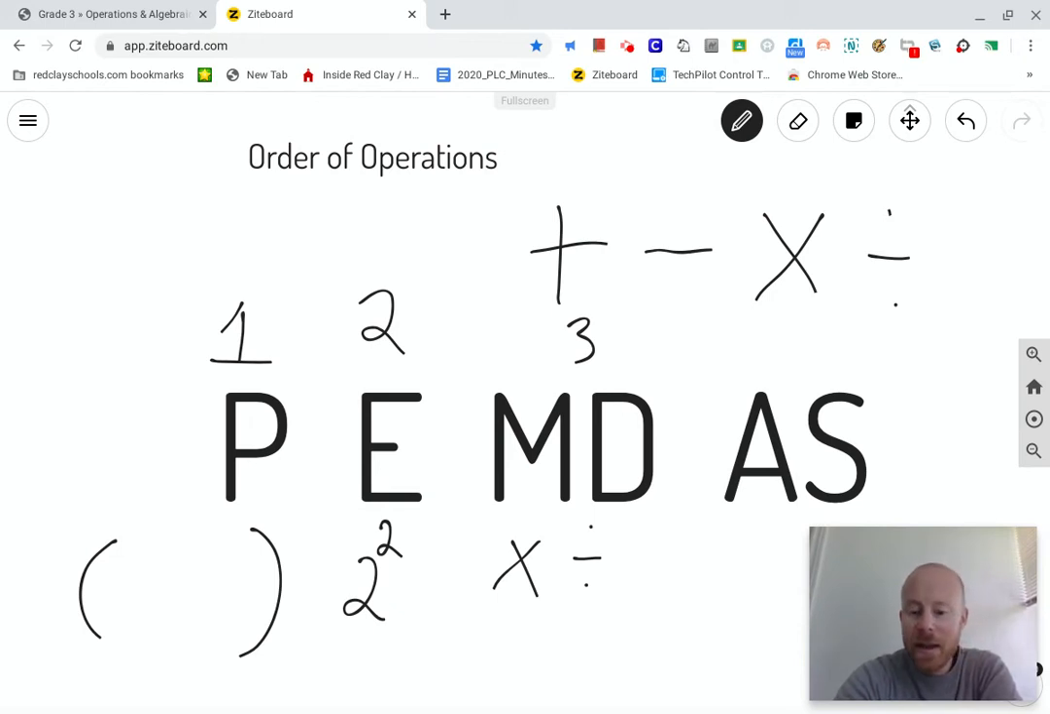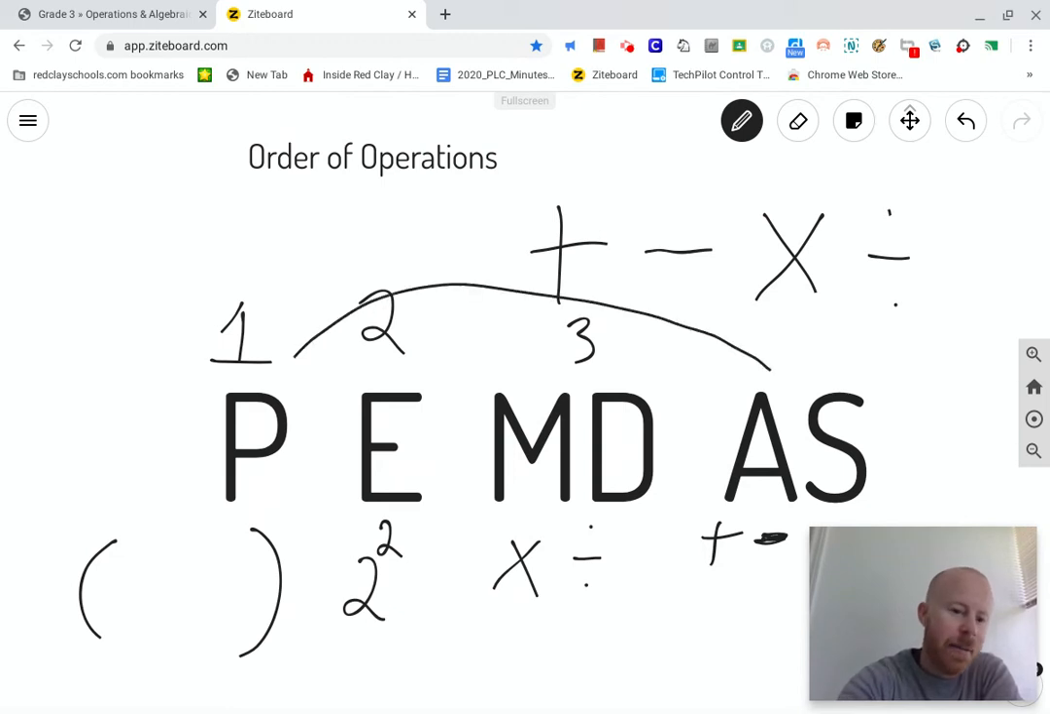All right, and then finally, A and S are our last two operations, which would be addition and subtraction. They always come last. All right, that's not their least important. The rule is you always multiply and divide before you add and subtract. But if an addition or subtraction is inside a parenthesis, then you do that.